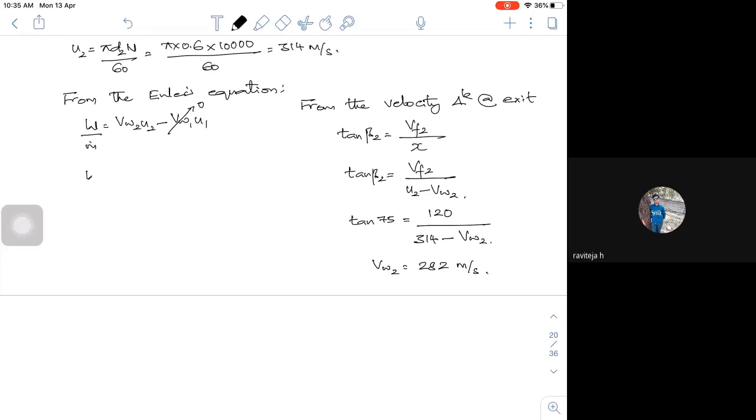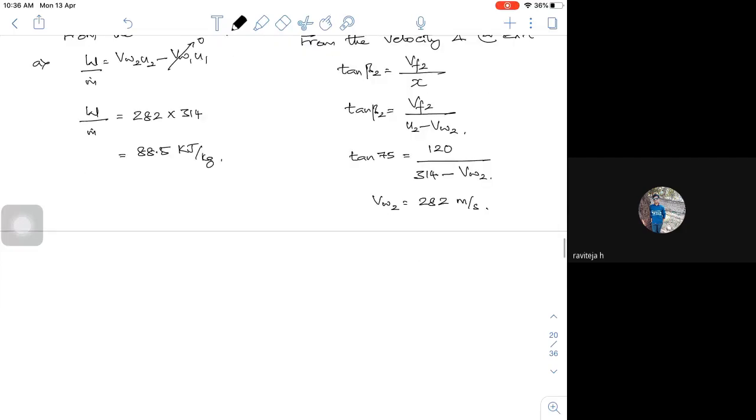So my specific work, that is W by M, is equal to VW2, which is 282, into U2, which is 314. So 282 into 314, I'm getting 88.5 kilojoules per kg. So I got the corresponding specific work as 88.5 kilojoules per kg. Next, I need to calculate the corresponding pressure.